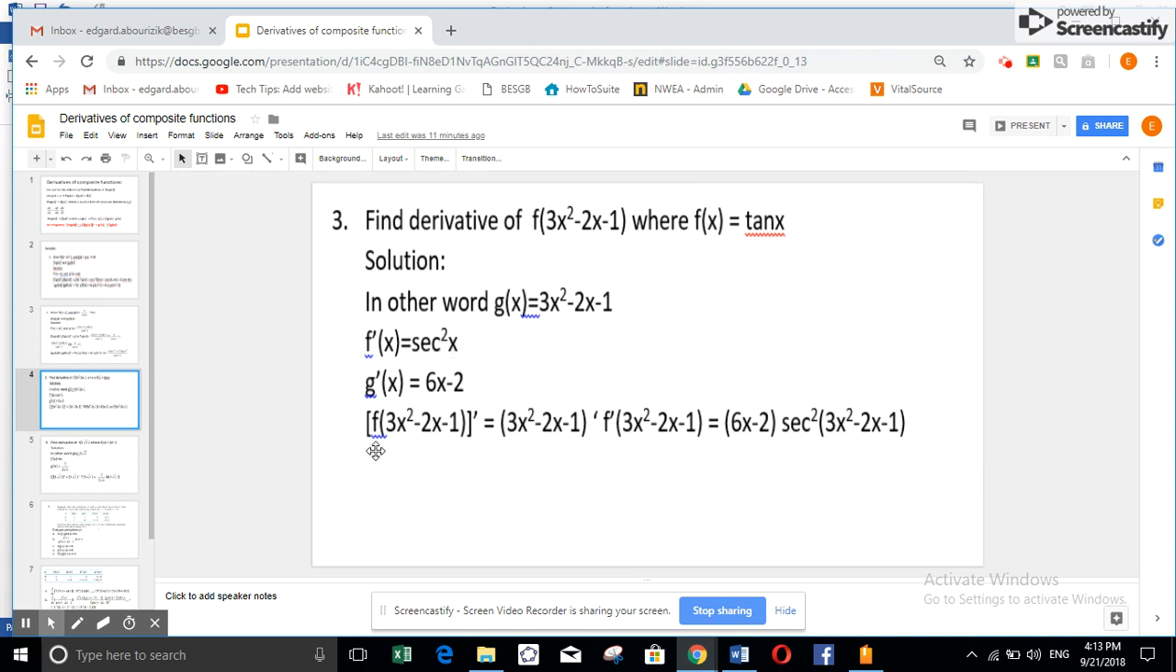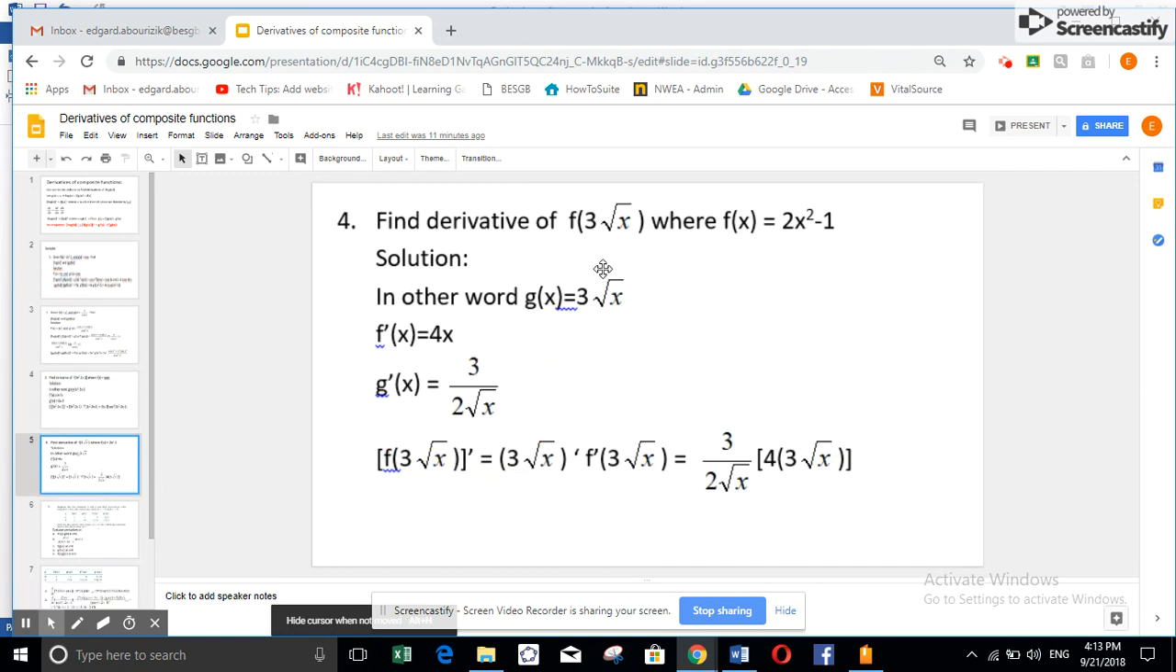So let us start. As we said before, this is g(x). I take it outside and do its derivative. Look here, it's g prime times f prime, and keep the inside. The derivative here, as we said, is 6x minus 2. Here I go to f prime. I have f prime is secant squared x. So I replace x by this whole expression. So I get secant squared of 3x squared minus 2x minus 1.